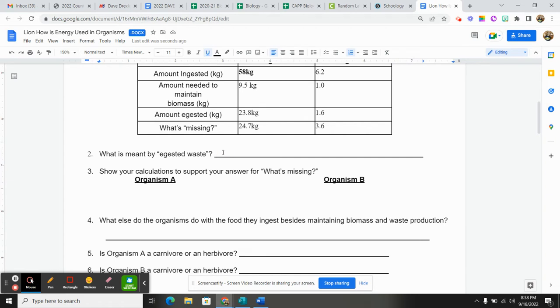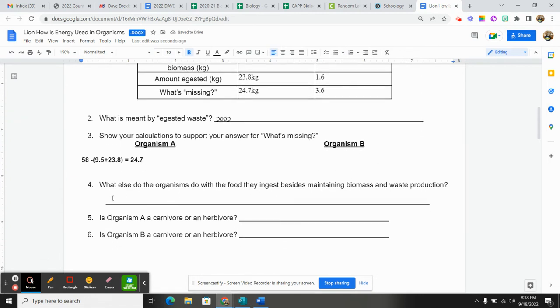So what is meant by egested waste? That is poop. Okay. So your calculations to support what's missing. So basically that's just putting all of these numbers in and doing the math problem. So for example, if we do 58 minus 9.5 plus 23.8, and that equals 24.7, and you can extrapolate that out for organism B.